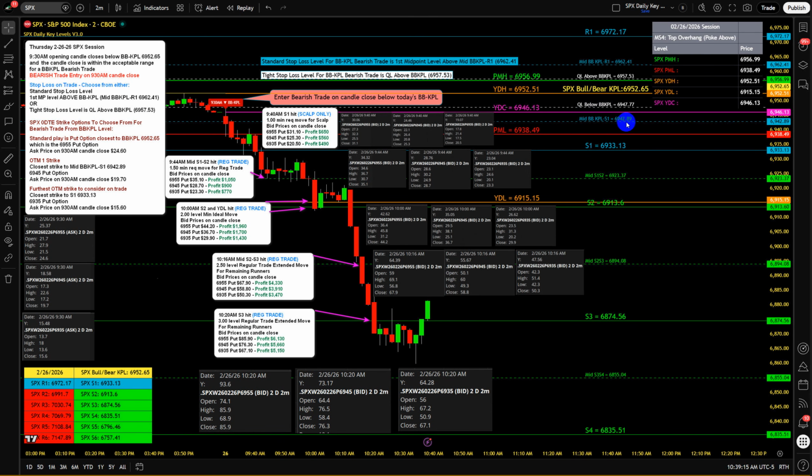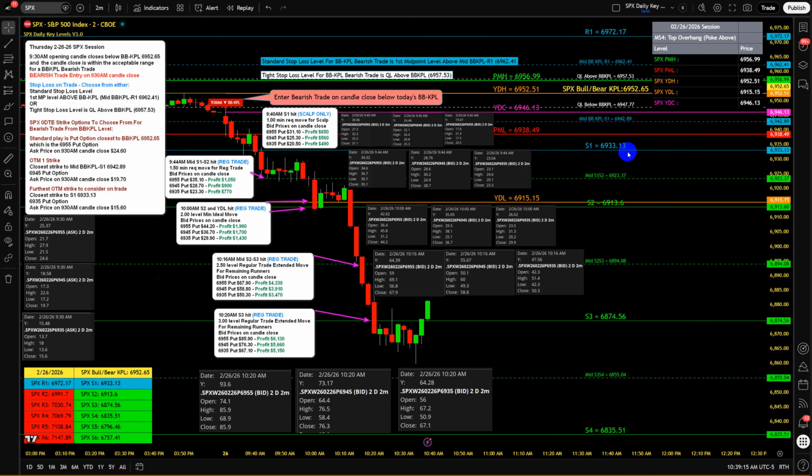And what would be the furthest out of the money strike you can consider, the third option strike on this trade? You do the same process, except you look one full level down, and one full level down from the level we're taking the trade from is the S1 level, 69.3313. So the closest strike price to that is the 69.35 put option.